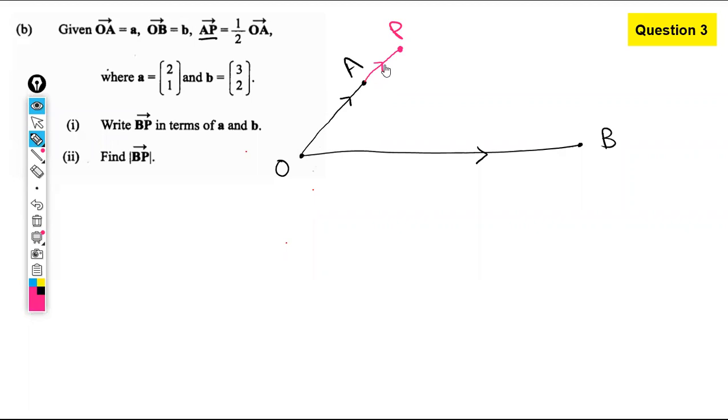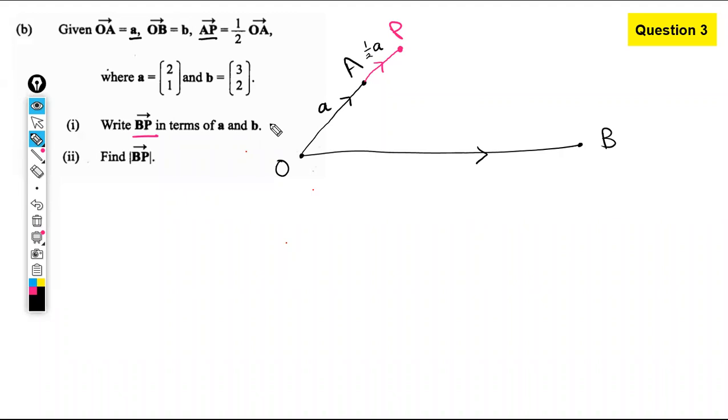So what they're asking us to do now is to write BP in terms of a and b. So let's put in some letters. From O to A is common a, and A to P would be half a, because A to P is half of the value from O to A. They even told you that. Look, it's up here. AP is half of OA, and the value of OA is common a. So it's just a mere substitution to replace the OA.